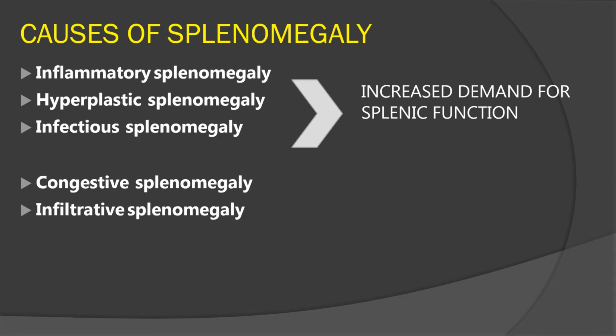Inflammatory, hyperplastic, and infectious causes are increased demand for spleen function. So there will be hyperplasia or hypertrophy of the spleen. Congestive splenomegaly is due to decreased blood flow or due to pooling of blood in the spleen.